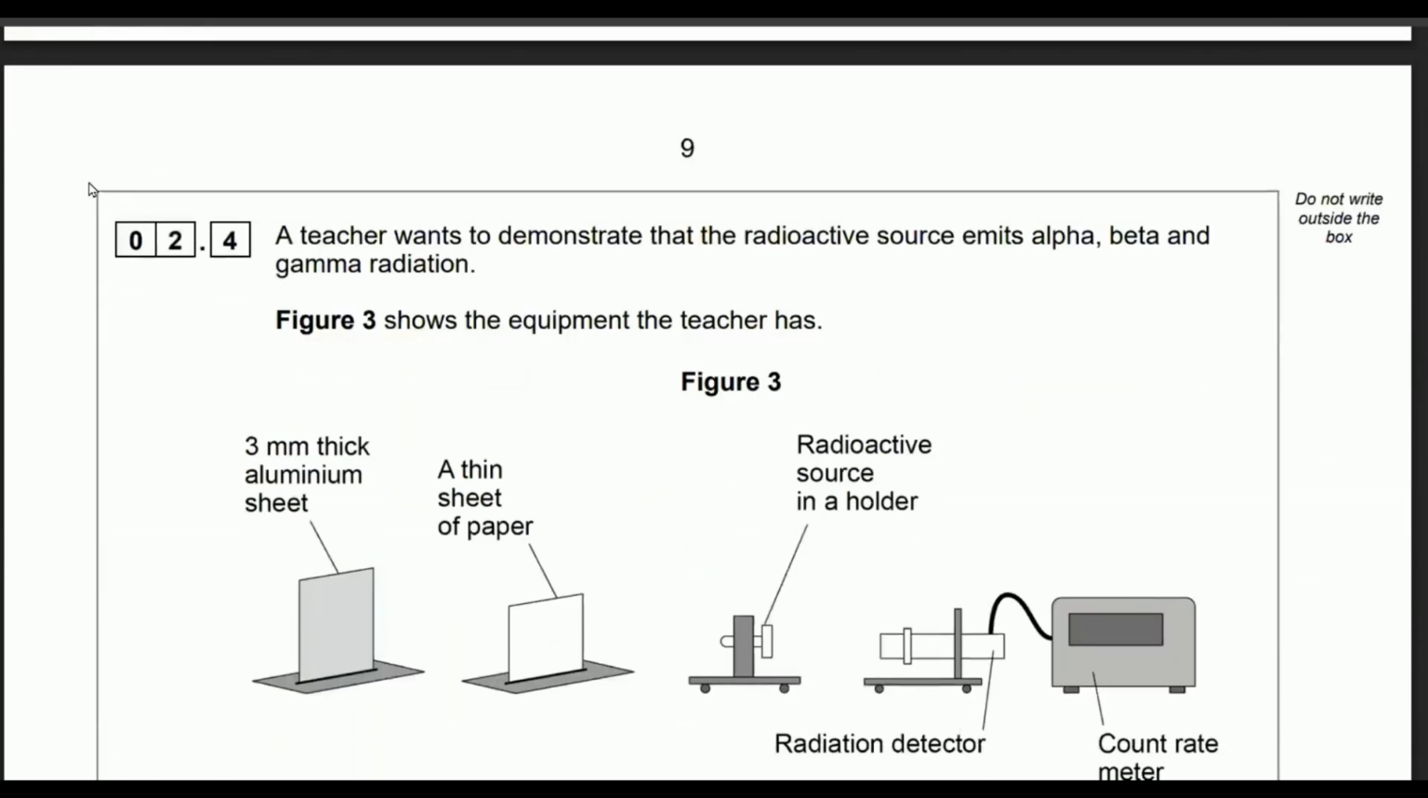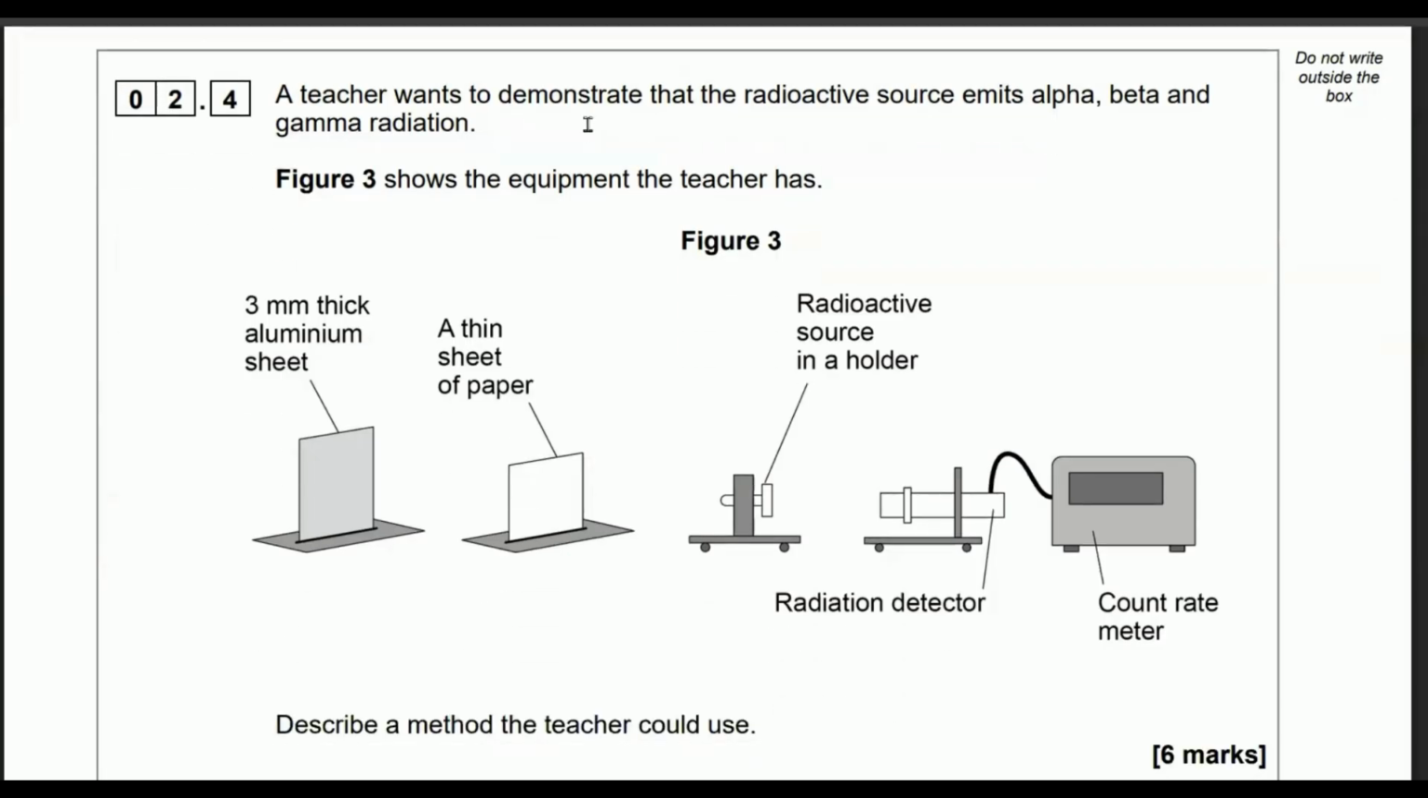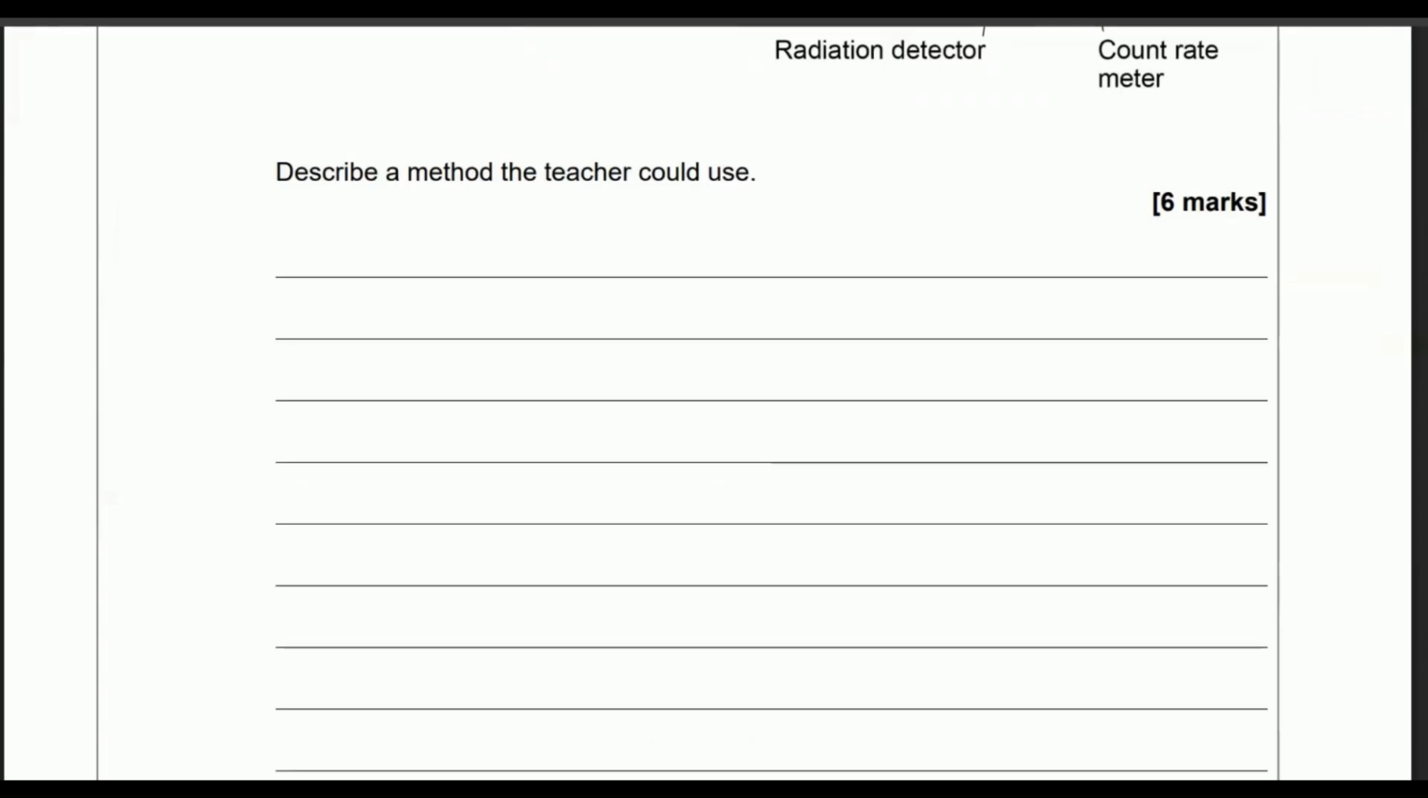2.4. A teacher wants to demonstrate that the radioactive source emits alpha, beta, and gamma radiation. Figure 3 shows the equipment the teacher has. They have a 3mm thick aluminium sheet, a thin sheet of paper, a radiation detector, a radioactive source in a holder, and the count rate meter. Describe a method the teacher could use for 6 marks.